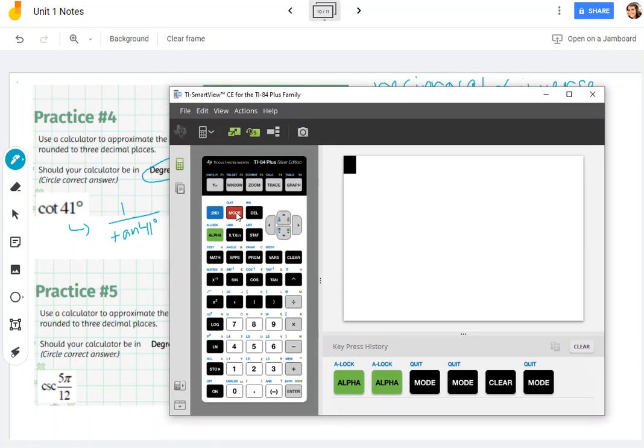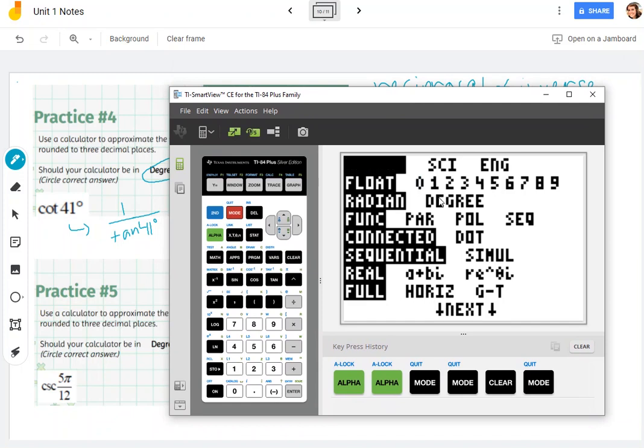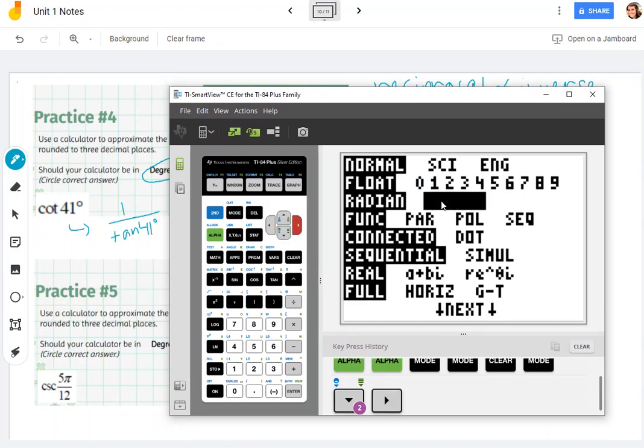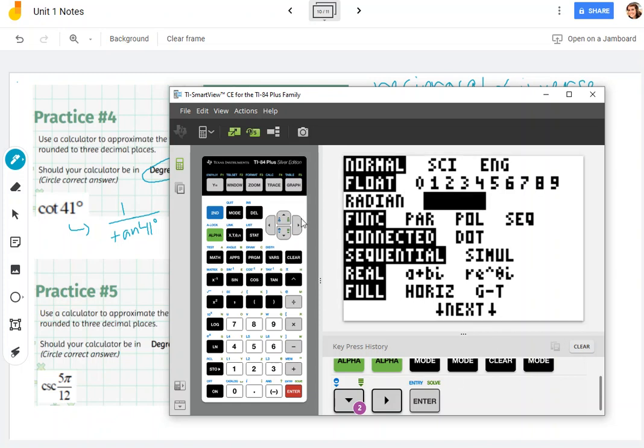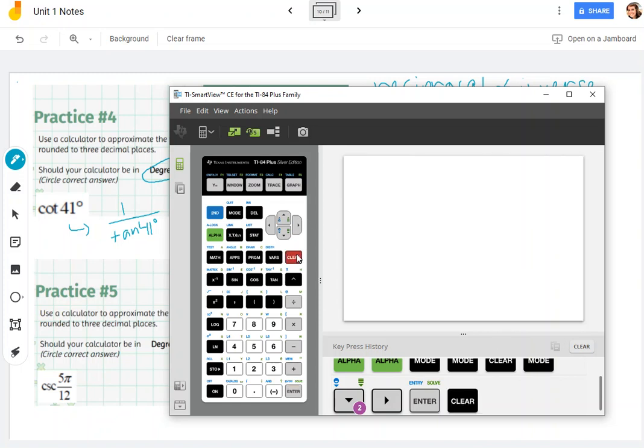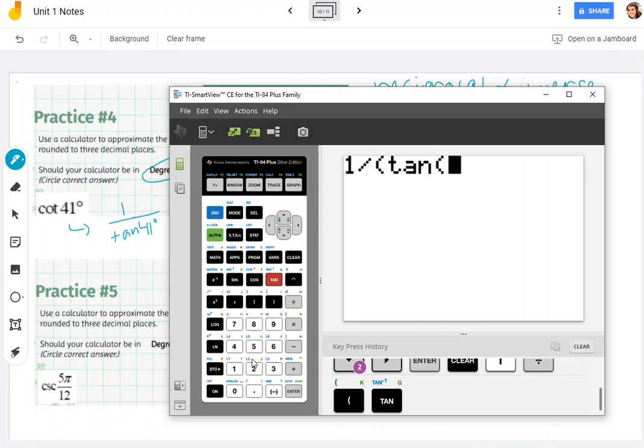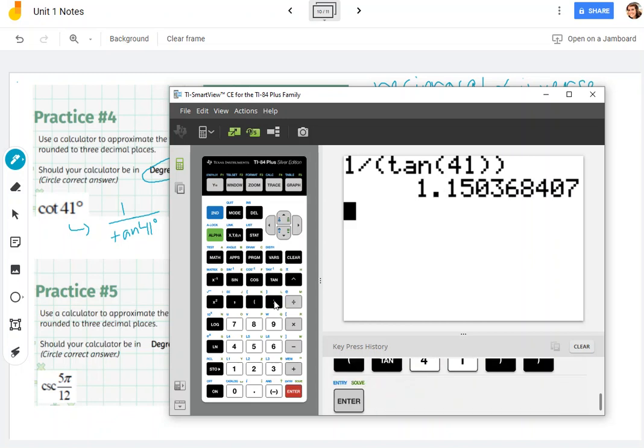All right, so I check mode. I want to switch it to degree mode. Pick degree mode, and then I can clear out of that. All right, and now there are two ways you can type this in. We can do 1 divided by, and then we just need to make sure to use some parentheses here to keep this nice and clean. So tan 41, and hit enter.